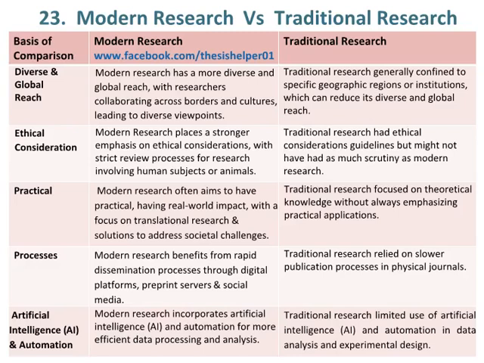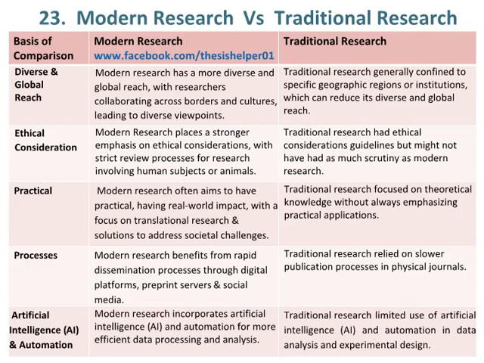Modern research places a stronger emphasis on ethical considerations, with strict review processes for research involving human subjects or animals. Whereas traditional research had ethical considerations guidelines but might not have had as much scrutiny as modern research. Modern research often aims to have practical, real-world impact, with a focus on translational research and solutions to address societal challenges. Whereas traditional research focused on theoretical knowledge without always emphasizing practical applications.